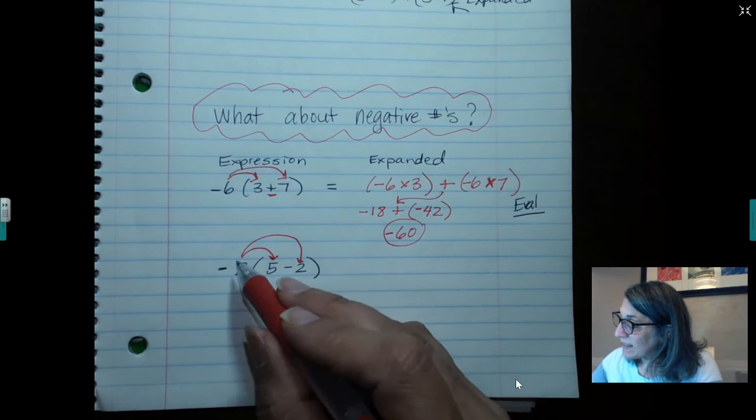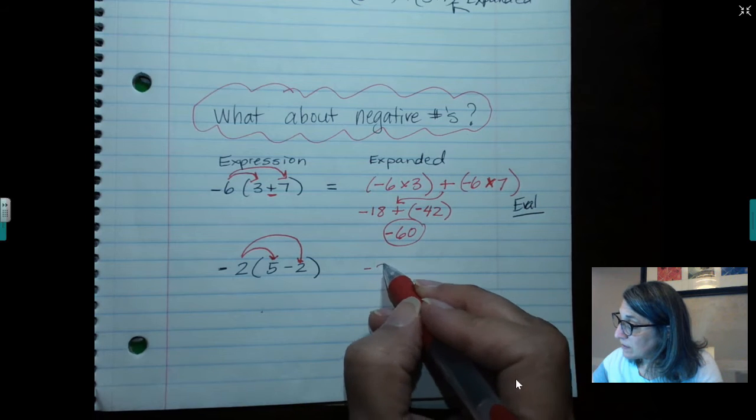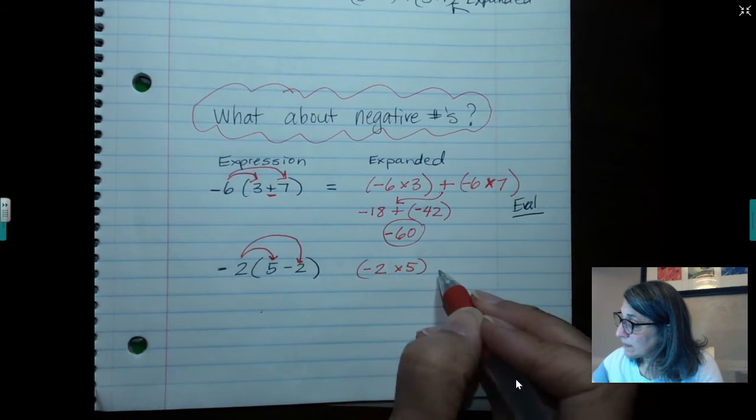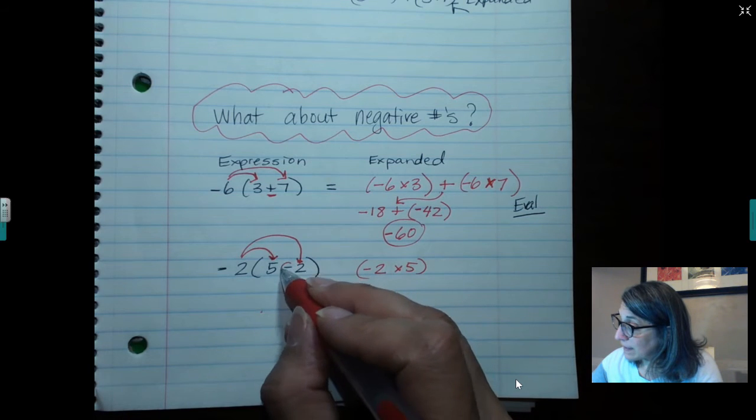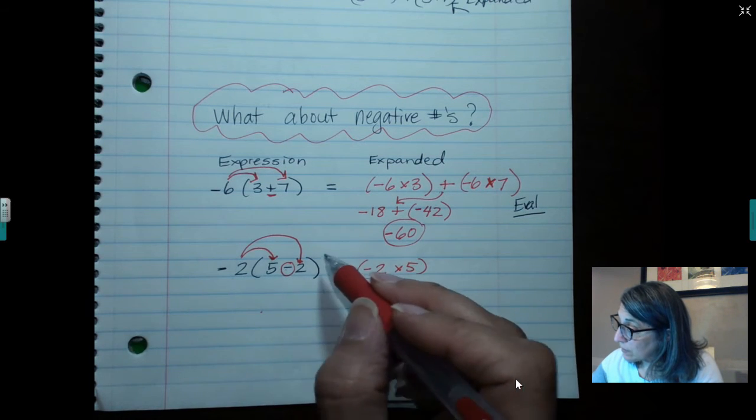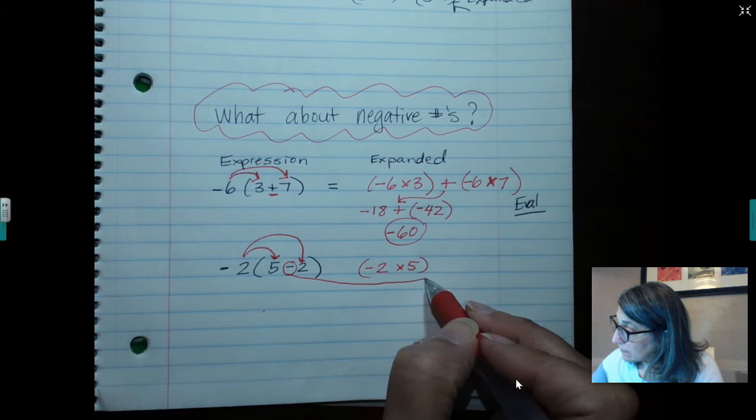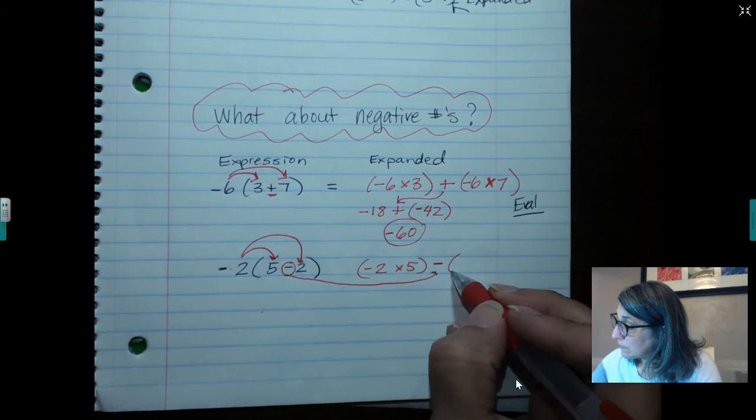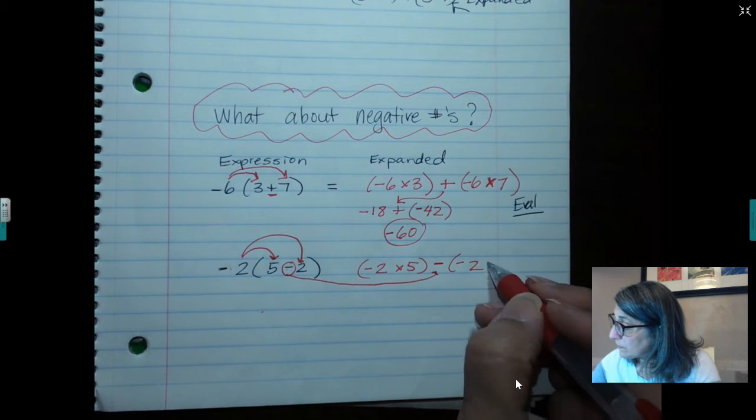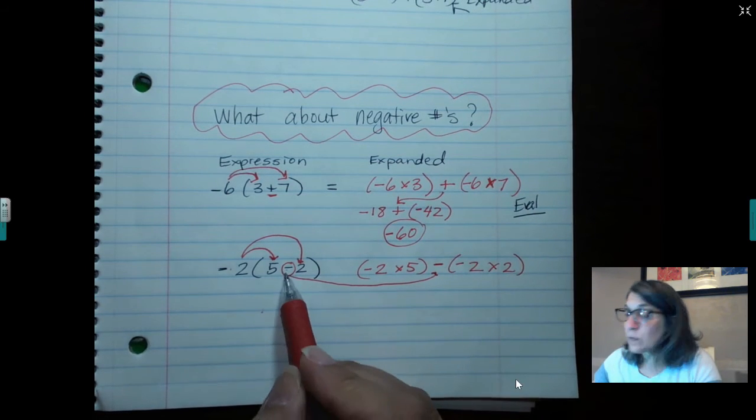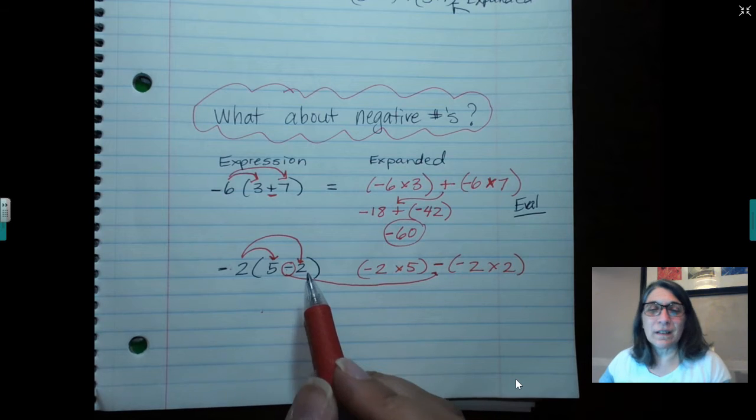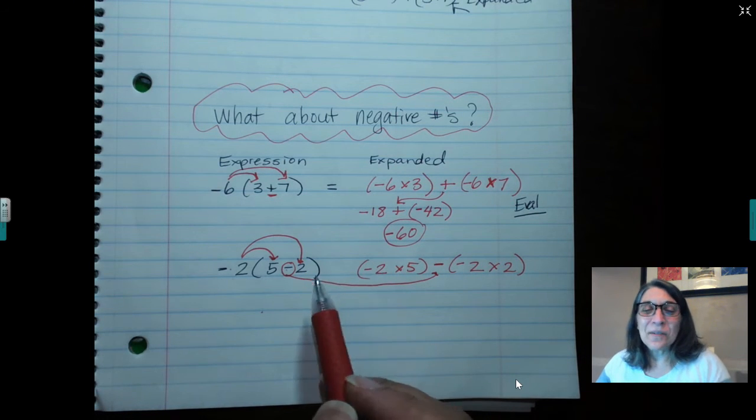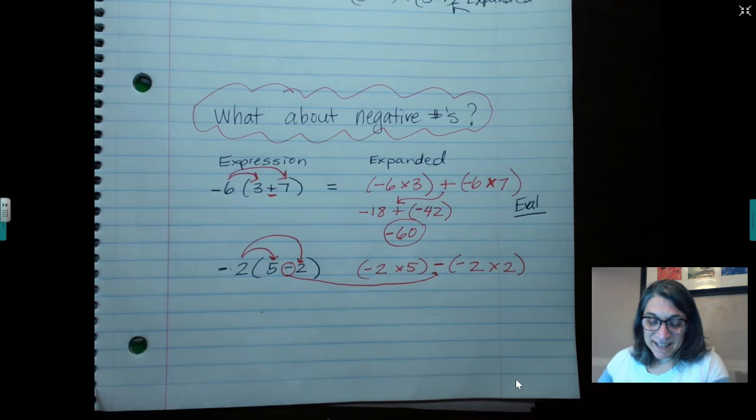So let's expand it. Negative 2 times 5, in parentheses, minus, this minus sign is going to go over here, minus negative 2 times 2. Don't take this with it and think that's a negative 2. We're going to leave this minus right there.